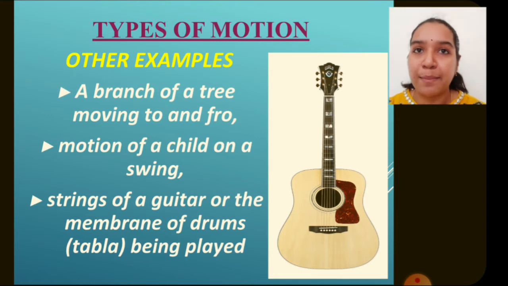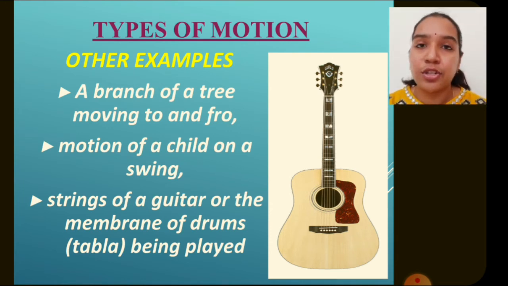Few more examples of periodic motion are a branch of a tree moving to and fro. So the to and fro movement is usually called the periodic motion. And the motion of a child on a swing. And the strings of a guitar which are tightly stretched. The strings of a guitar or the membrane of drums, usually the tabla.